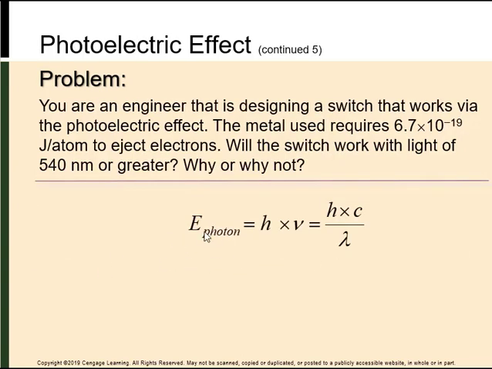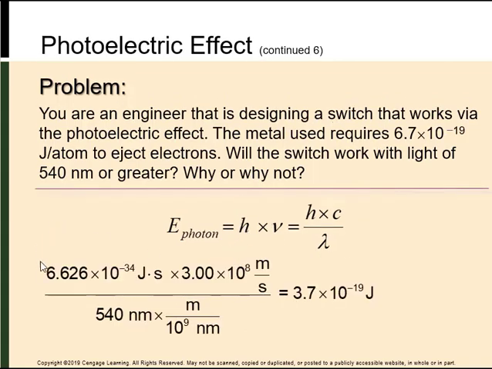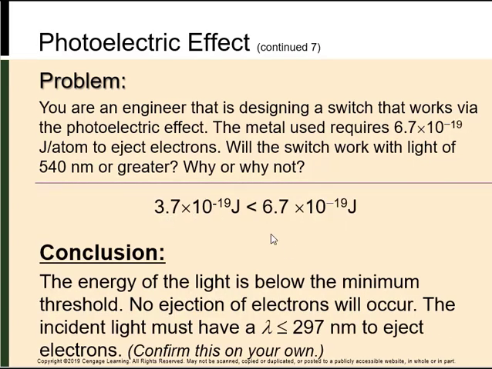So let's think about our equation. The energy of the photon is equal to h times v, and we know that v is equal to c over lambda. We know h is Planck's constant, a known number, times c, 3 times 10 to the 8th meters per second, the speed of light, which is also known. And we change 540 nanometers into meters. We get 3.7 times 10 to the negative 19 joules. This number is less than 6.7, so the energy of the light is below the minimum threshold, and there will not be any ejection of electrons. It needs to have a wavelength of less than or equal to 297 nanometers to eject electrons.